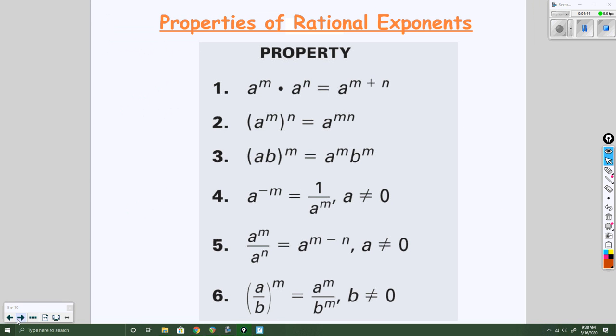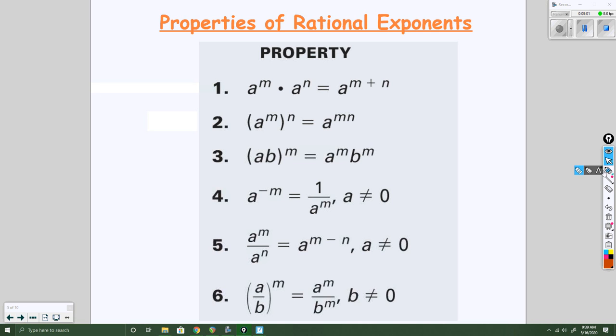Reminder, in order to use those properties that we just looked at, they've got to be the same type of radical. So both square roots, both cube roots, fourth roots, fifth roots, and so on. All right, now we're going to get into simplifying some rational exponents.